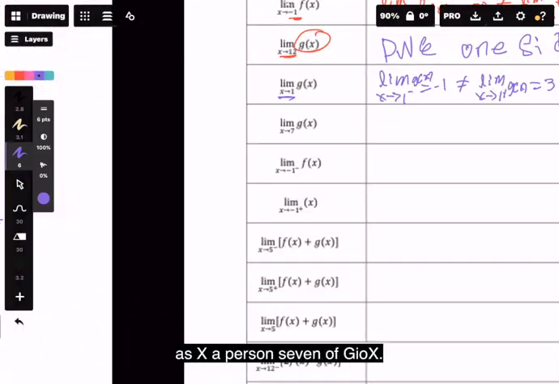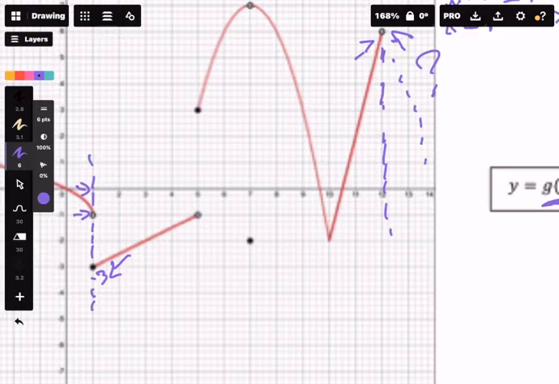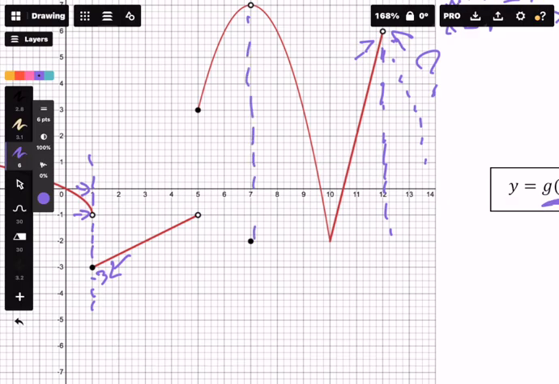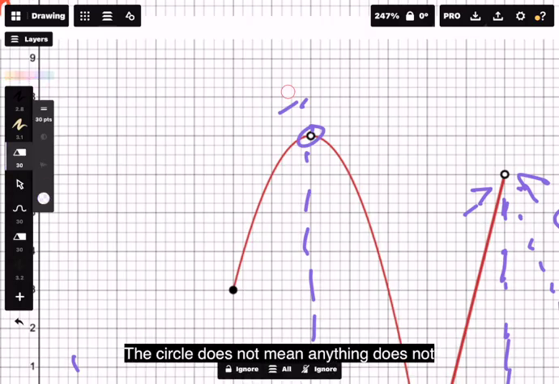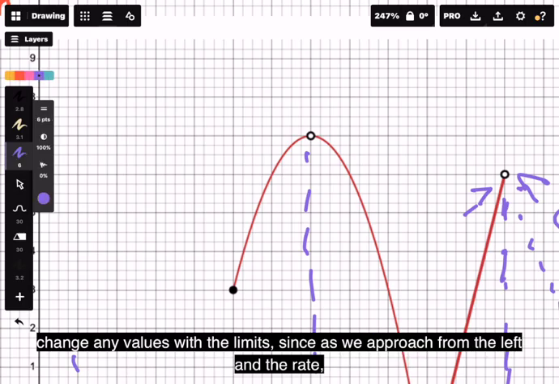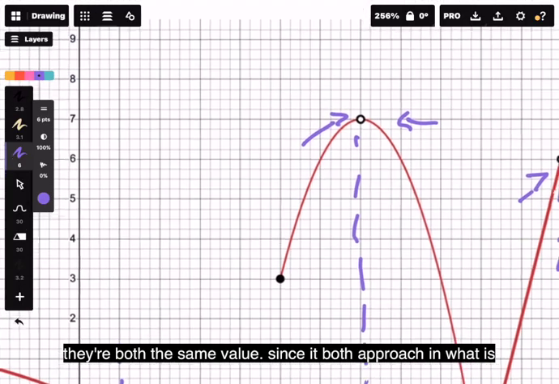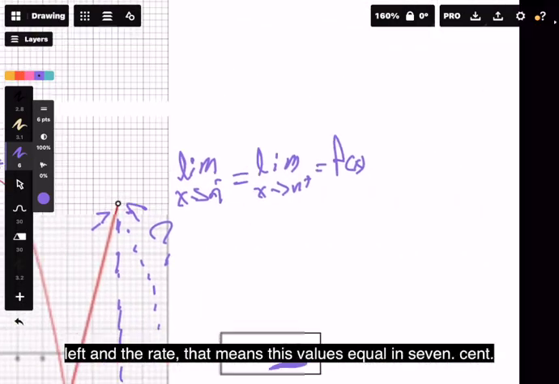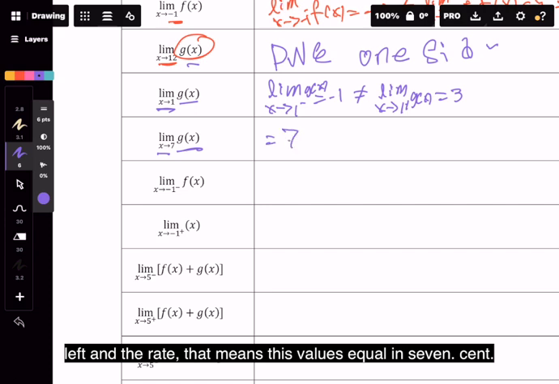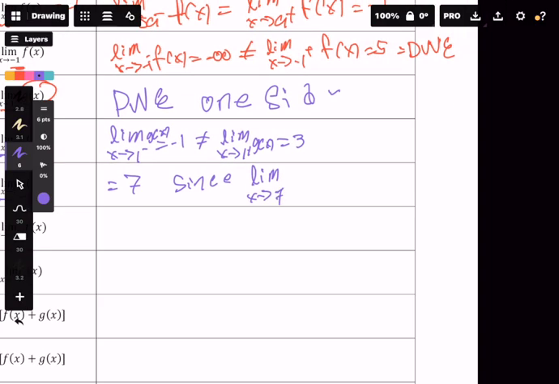Let's go for x approaching 7 of g of x. So let's go find 7. For 7, this one looks like a problem. However, there might be a big confusion with the circle. The circle does not change any values when it comes to limits. As we approach from the left and the right, they're both the same value, both approaching 7. So the limit as x approaches 7 equals 7, since the left and the right agree.